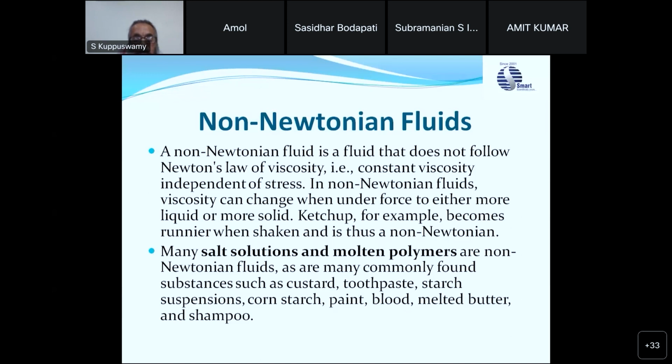Many salt solutions and molten polymers are non-Newtonian fluids, as are many commonly found substances such as custard, toothpaste, starch suspensions, cornstarch, paint, blood, melted butter, and shampoo. These are all some non-Newtonian fluids.